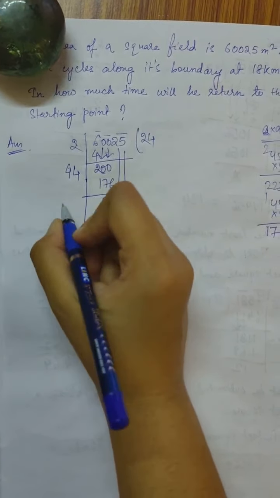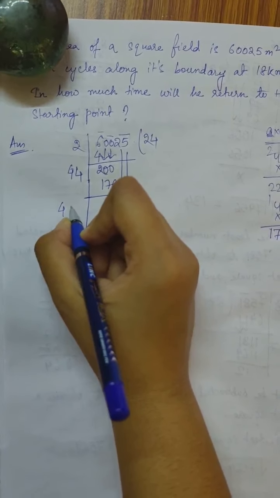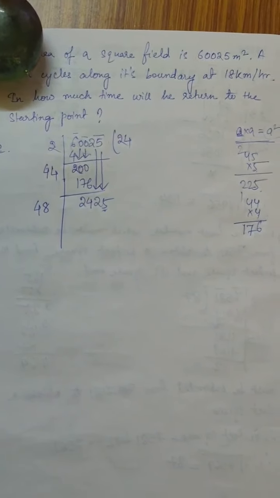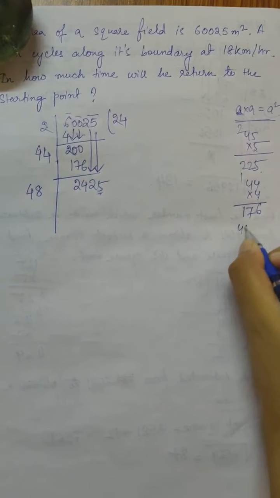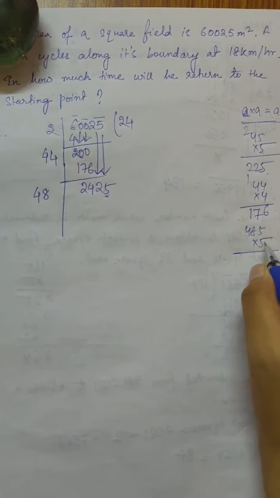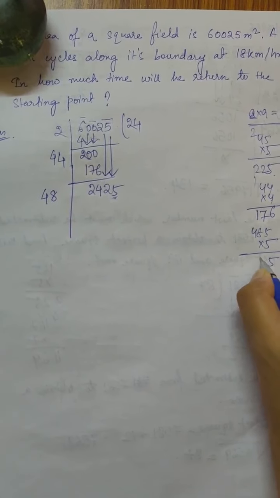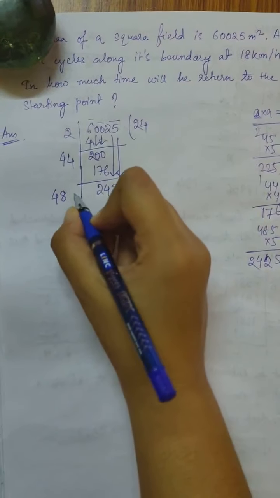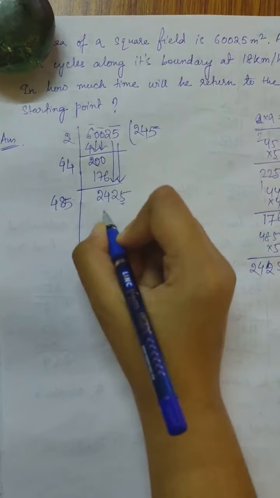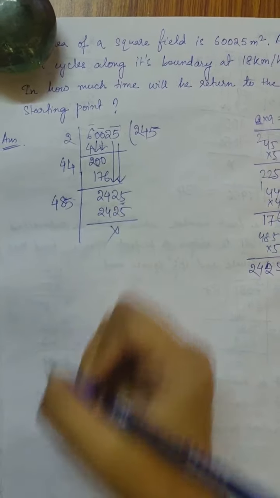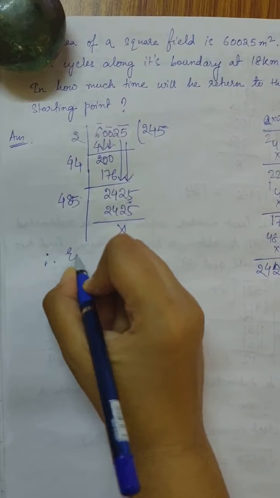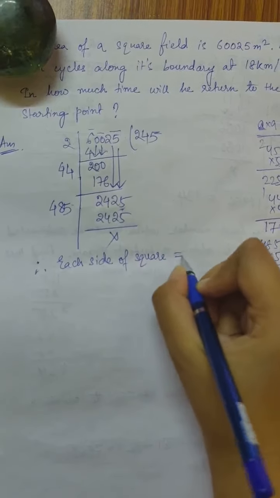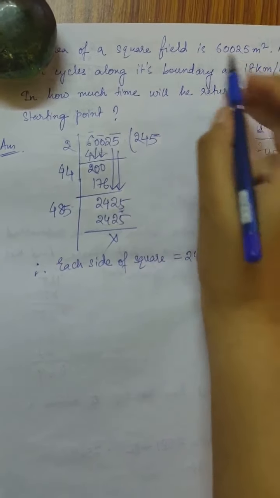Now this 4 will remain as it is. This 4 will double and become 8. Now we have 5 in the last digit. Remember 5 into 5 is 25. So we can take 485 into 5. This will give us 2425. So 485 into 5 will give us 2425. So no more remainder now. Therefore each side of the square is how much? Each side of the square is 245 meter, because there we had meter square.